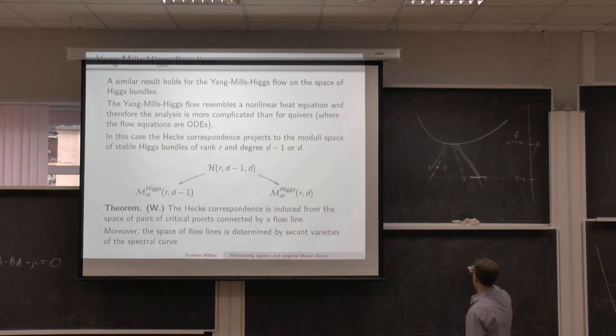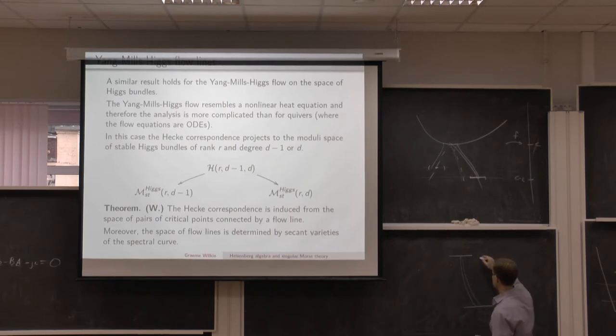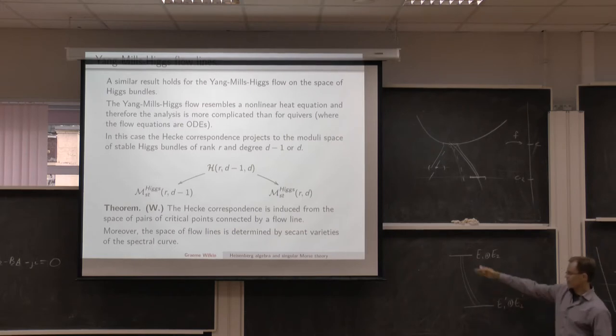In that case, you have two critical sets like this, and again you can describe spaces of flow lines between them. I'll just do the Yang-Mills norms just to keep it simple, where the Higgs field is zero. You can describe spaces of flow lines between those critical sets. And that's exactly, once again, the Hecke correspondence, in terms of the pairs of points connected by flow lines.